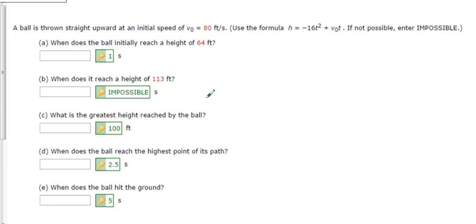So here are our 5 questions that are going to come from the information given to us. When does the ball initially reach a height of 64 feet? When does it reach a height of 113 feet? What is the greatest height reached by the ball? When does the ball reach the highest point of its path? And when does the ball hit the ground?